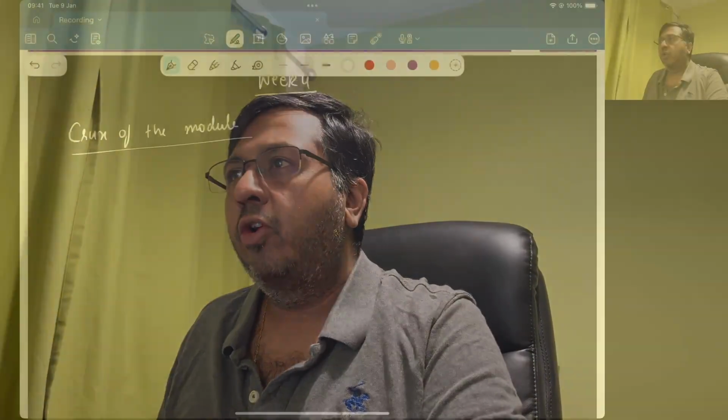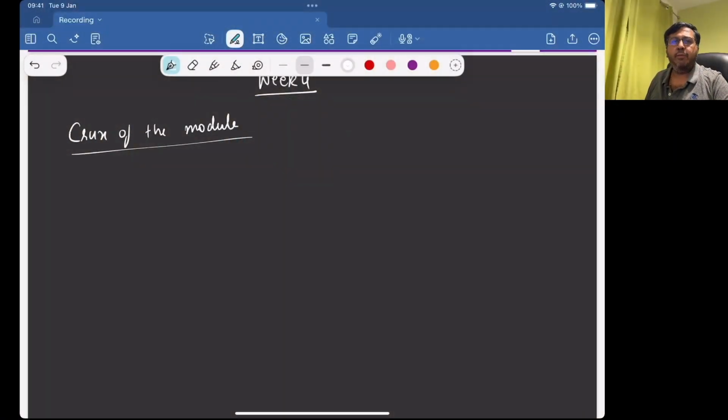Before we move ahead, let us try to understand what is the crux of the problem that we are trying to solve. So what's the crux of the module? We have any physical system. Let's say the physical system could be your F1 car. Maybe it could be the front wing, or it could be the rear wing.